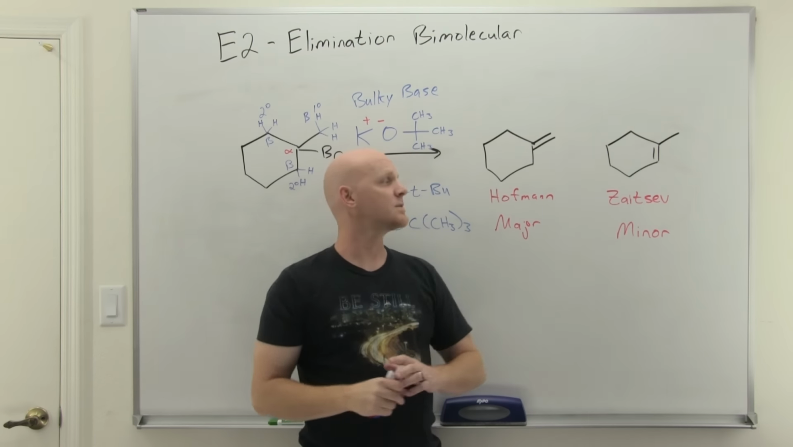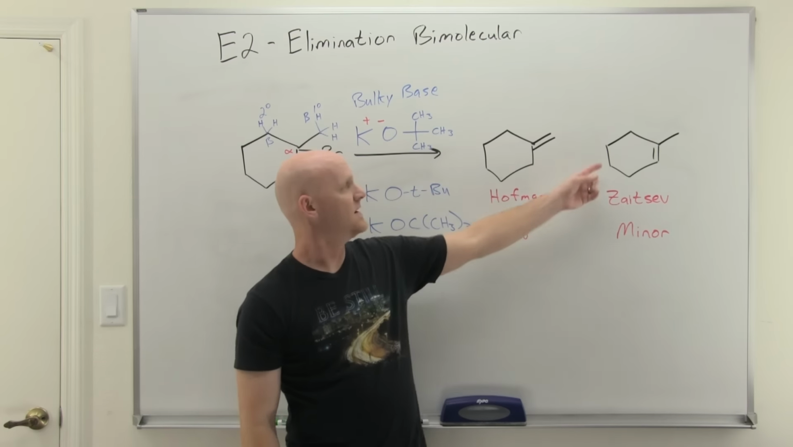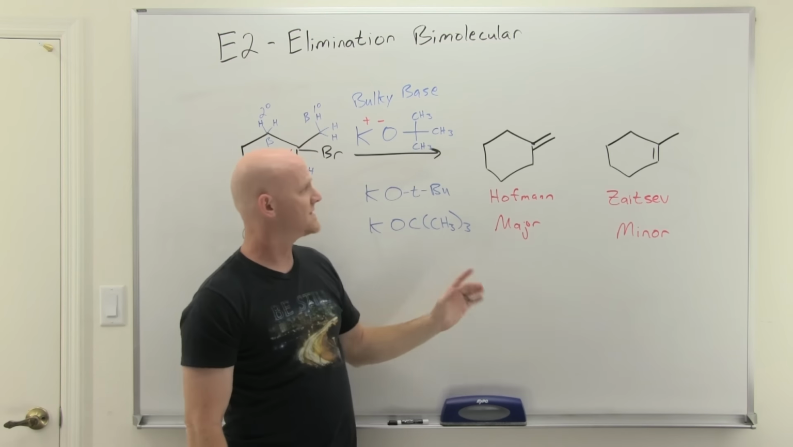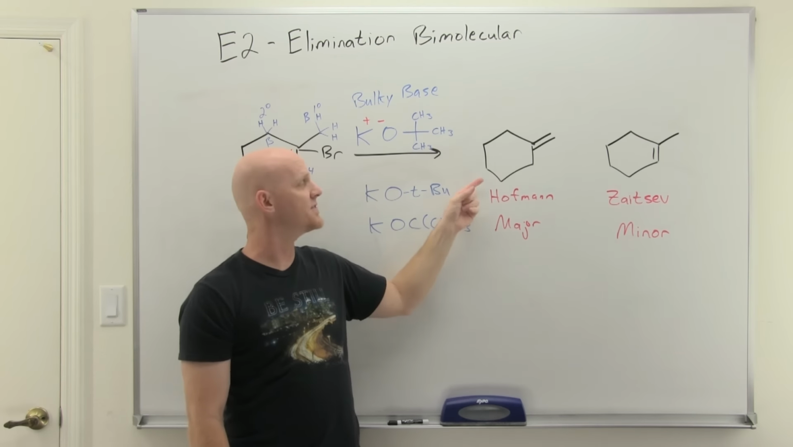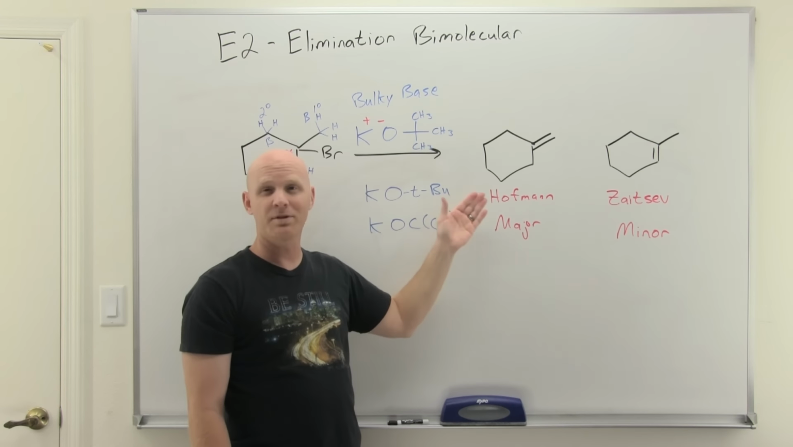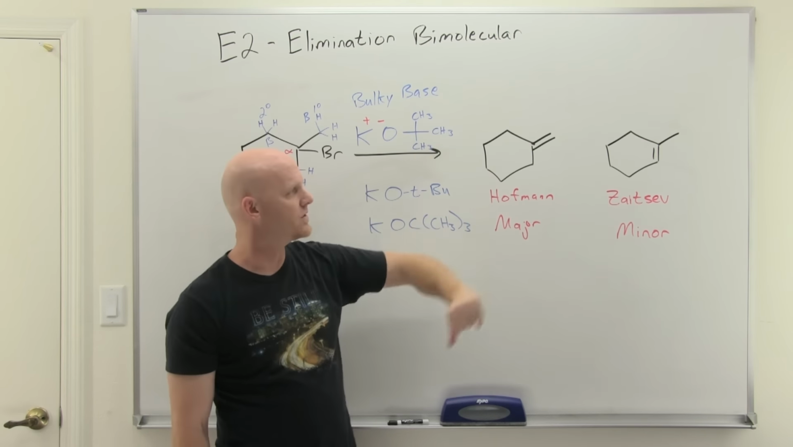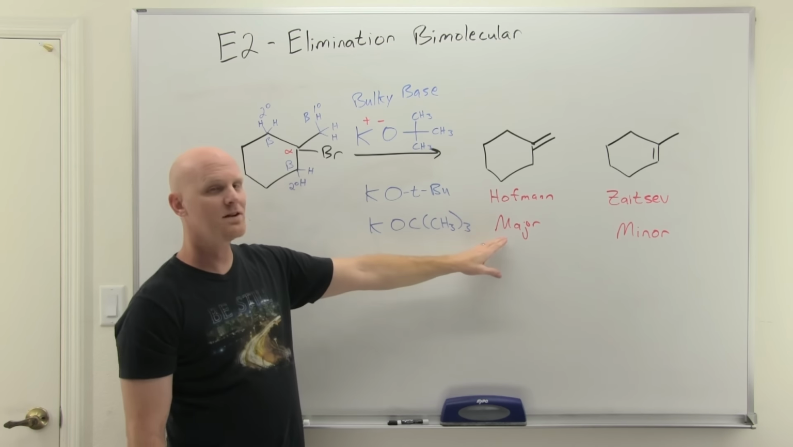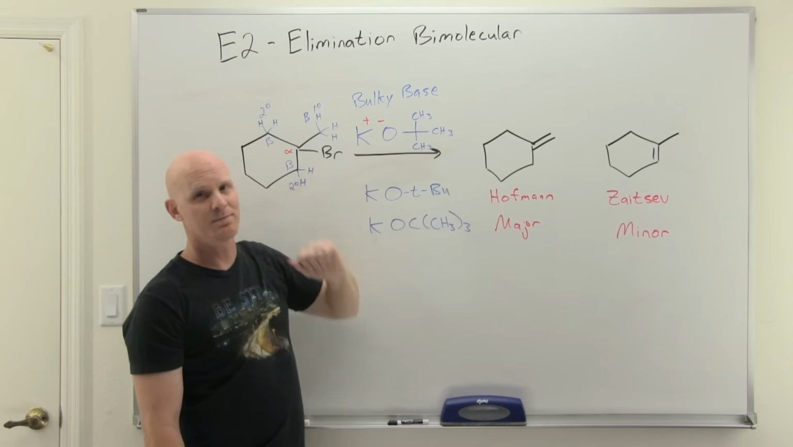Now, somewhere down the line, we'll present you with something. We'll talk about the most stable product being the thermodynamic product. But in certain cases, you can actually have what's called the kinetic product be the major product, like we're doing here. So this is one example of that. We'll definitely teach you some further down the road when that's the case. But this is the kinetic product here, this Hofmann product. That's going to be the major when we use this bulky base.